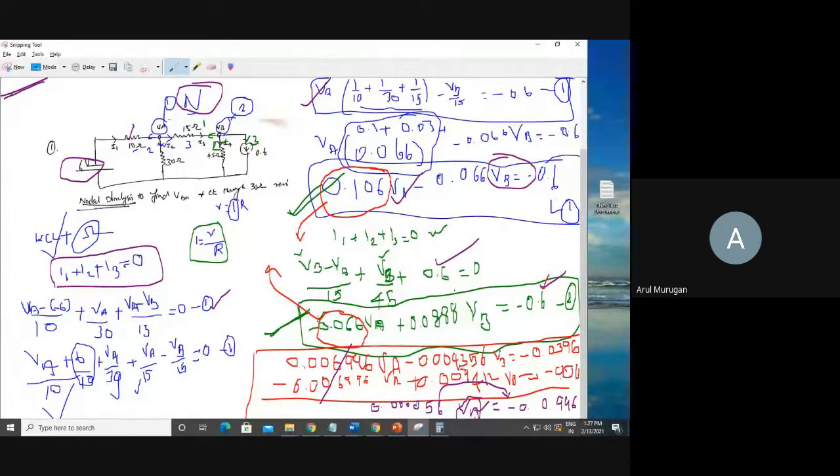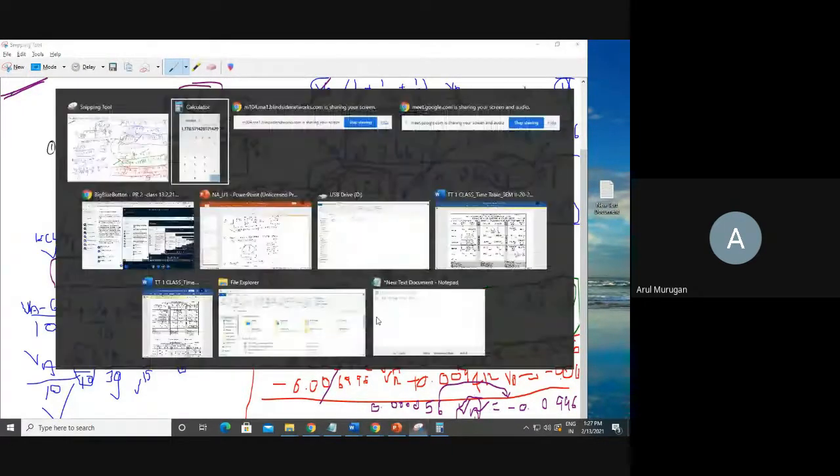How to solve? See this. This is the first one. Take this and multiply it with the 3 terms. If you do that, in the first equation the first term is matched, so it cancels. Then VB you can easily find out. So that's the whole method to solve the problem.